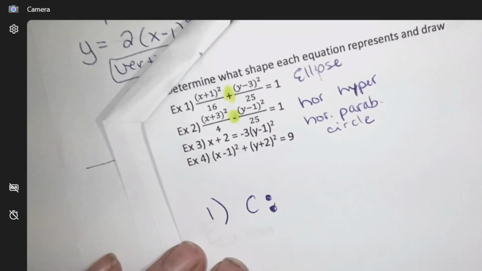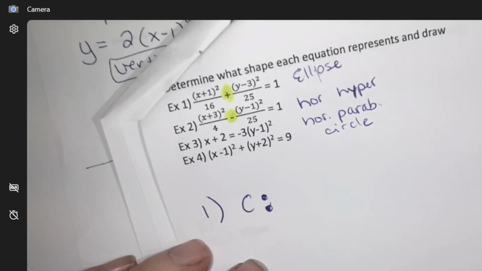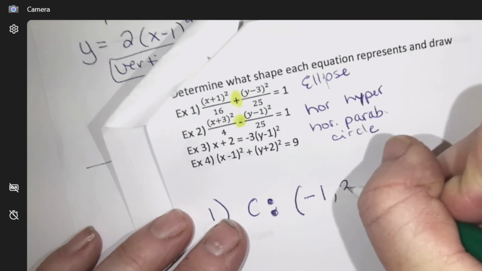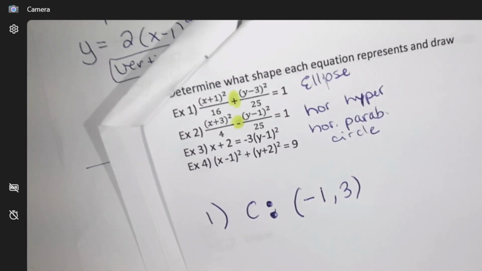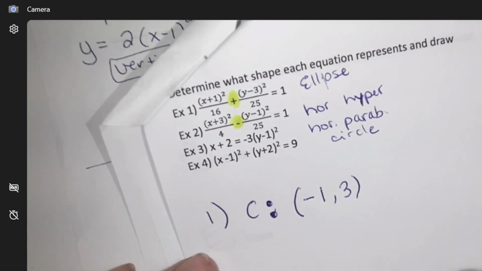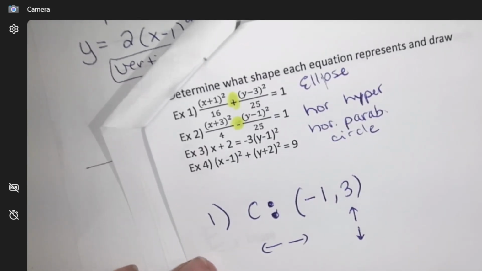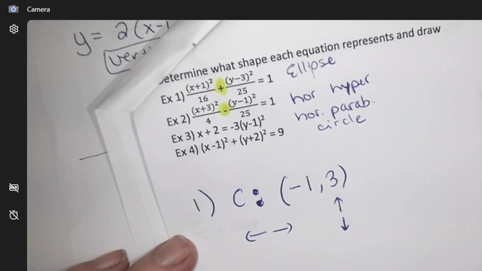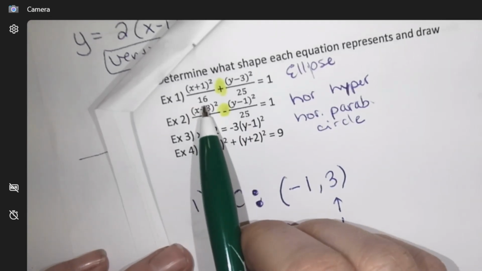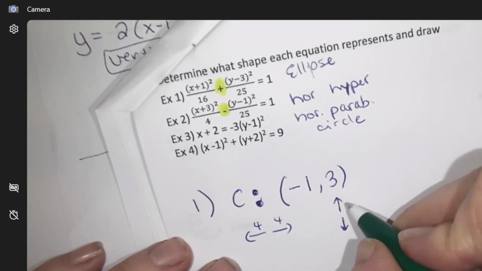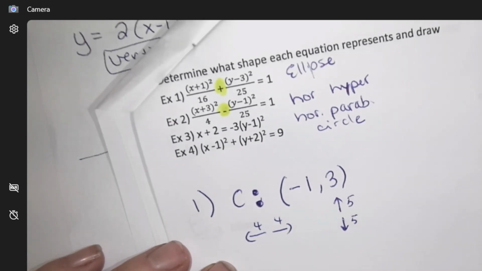Okay, number 1, we said it's an ellipse. So what is the center point? -1, +3. How much should I move left and right? Look under the X. X is moving left and right. So how much should I move? 4. And vertically I should move 5.